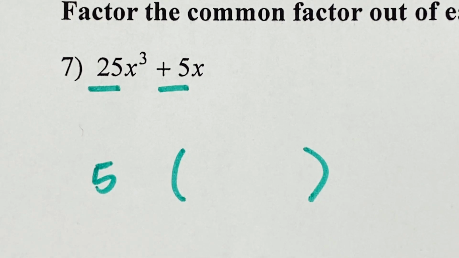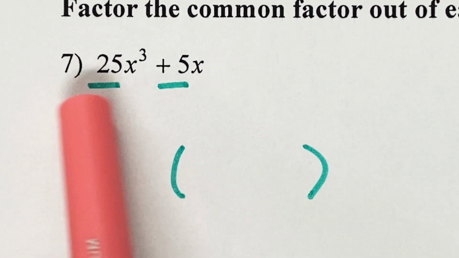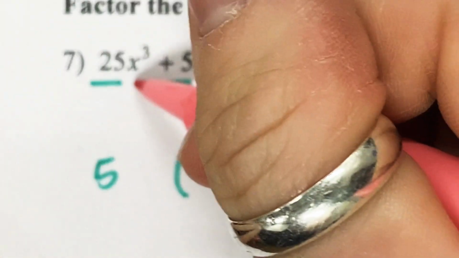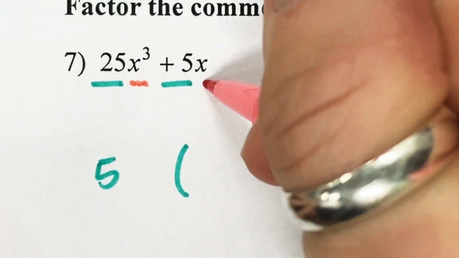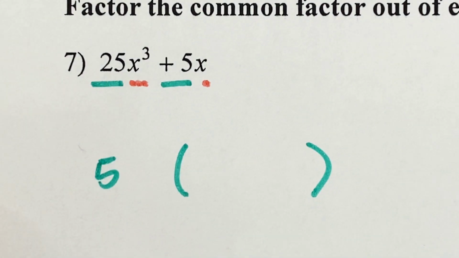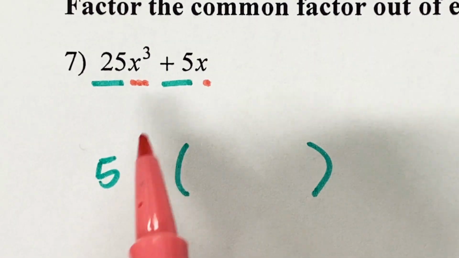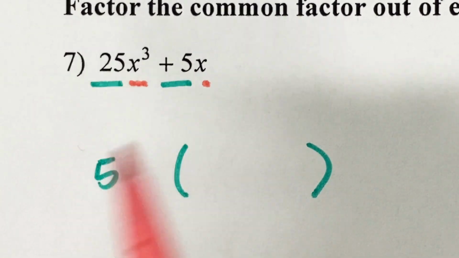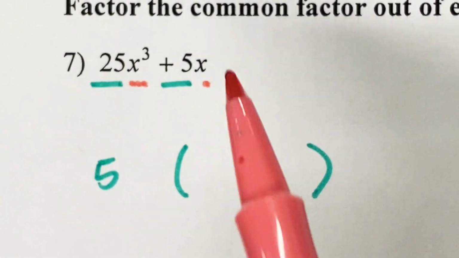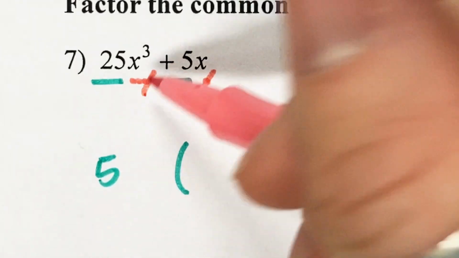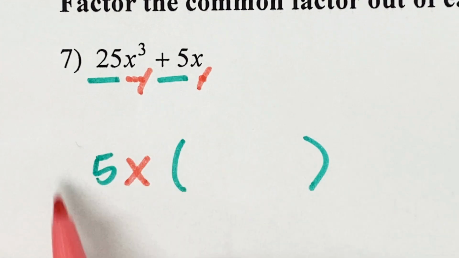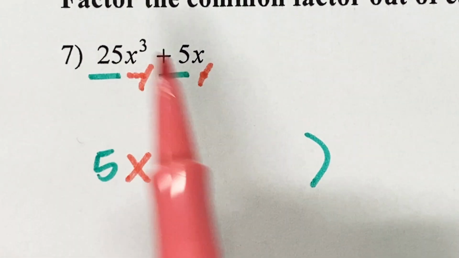Okay, now that we've taken the GCF of our coefficients, let's take the GCF of our variables. This first term has 3. This next term has 1. How many do they both at least have? I can only take them out if they both at least have that many. Okay, I can take out 1, so 1x. So 5x was actually my GCF of both these terms.